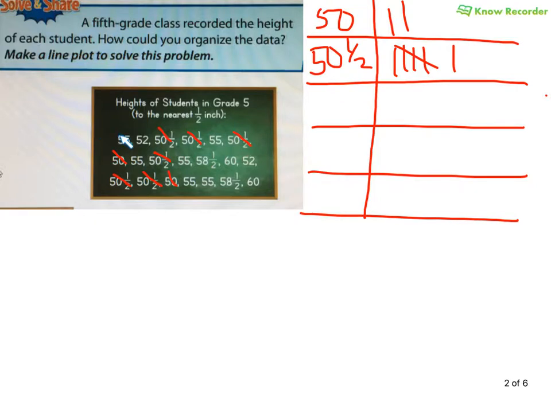My next value, well, I got a 52. Oop, 52's next. So here we go. 52's 1, 2. And start again. 55. Nothing less than a 55. All right. 55's 1, 2, 3, 4, 5, 6.